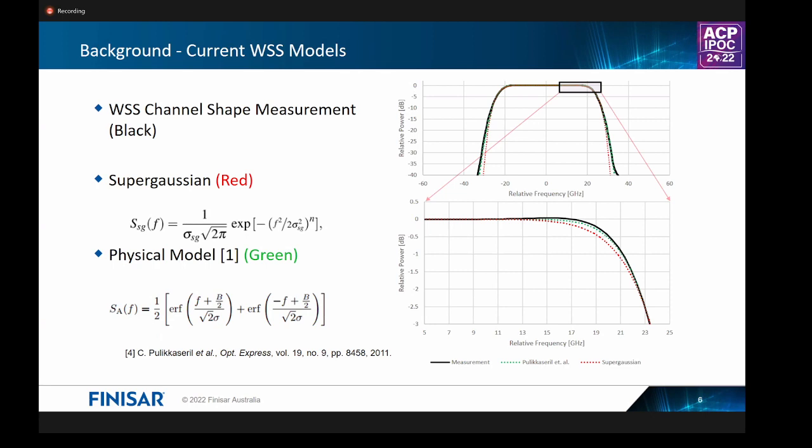How do we model this shape? What I'm showing here in black is a measurement of a WSS, the insertion loss spectral transmission shape there. I'm also showing you two of the major models here. In red is the so-called super Gaussian formulation, and it does appear like a WSS channel shape.